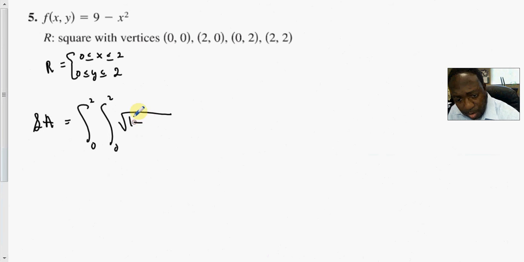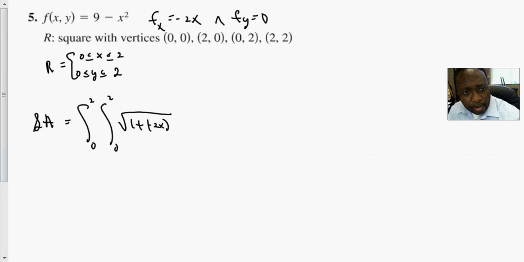times the square root of 1 plus, take the partial of f with respect to x, we get -2x, and the partial of f with respect to y is 0. So this is 1 plus the parentheses -2x to be squared, dy dx.